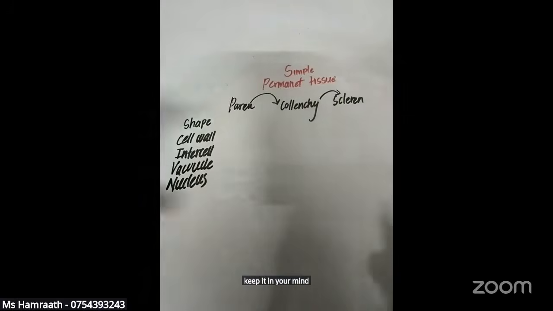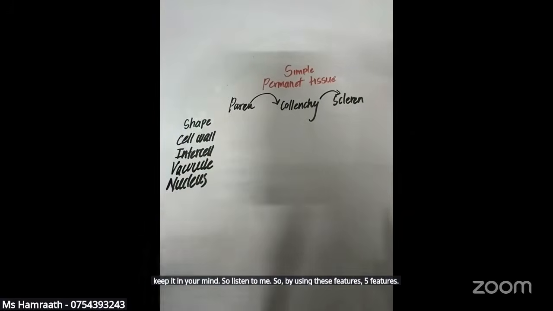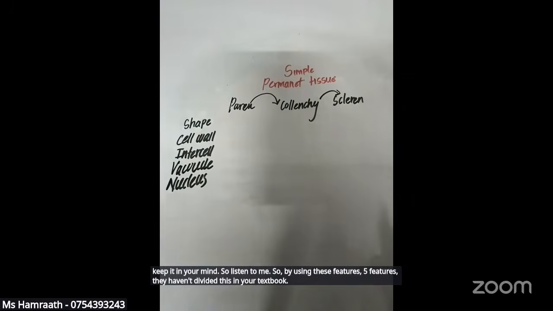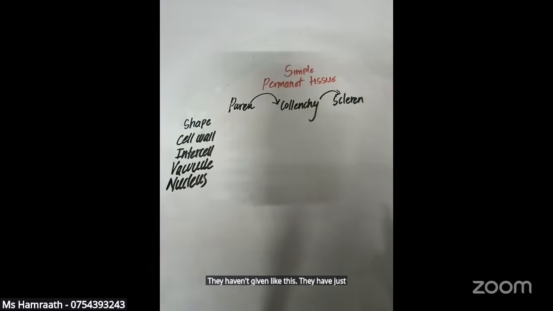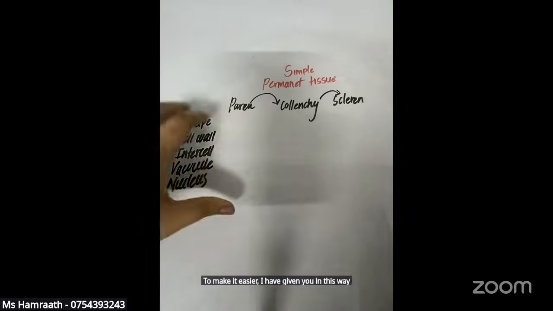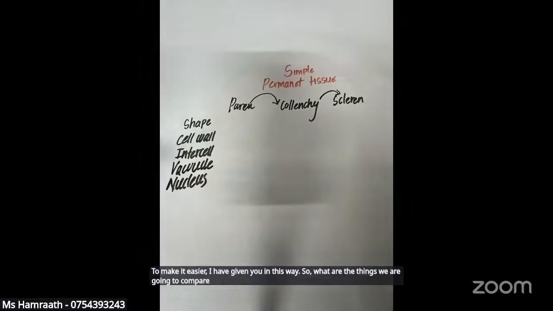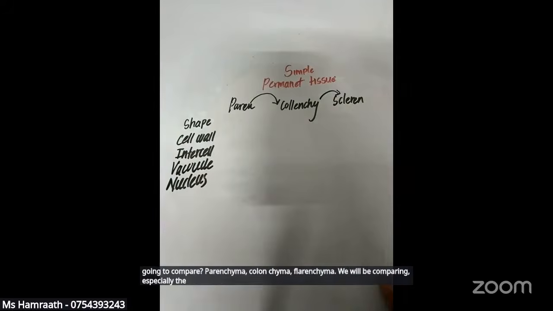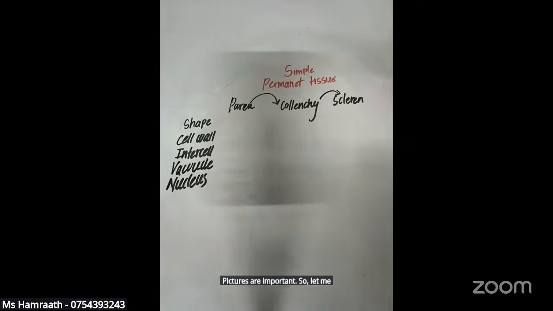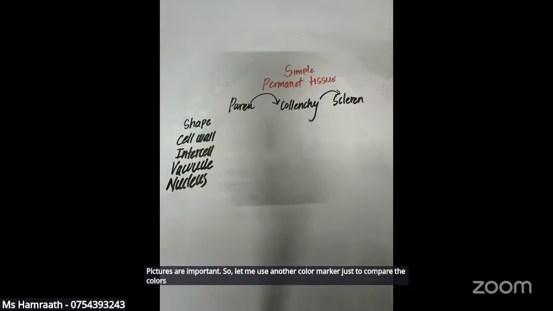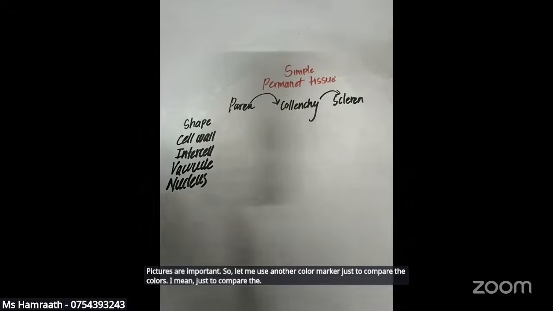So by using these five features, they haven't divided this in your textbook. They have just given it as a paragraph. So to make it easier, I have given it in this way. What are we going to compare? Parenchyma, collenchyma, sclerenchyma. Especially the pictures are very important. Let me use another color marker just to compare the shapes. I'll tell you the shapes.